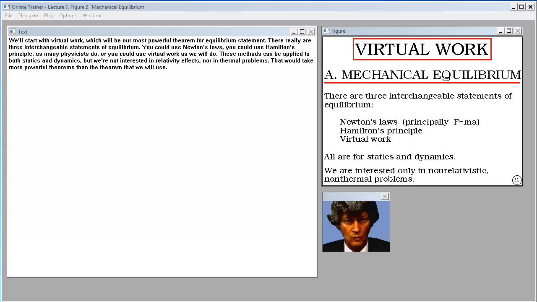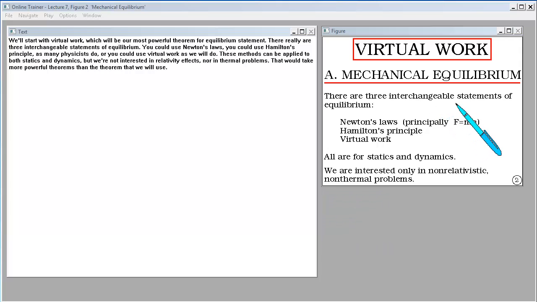We'll start with virtual work, which will be our most powerful theorem for equilibrium statement. There really are three interchangeable statements of equilibrium. You could use Newton's laws, you could use Hamilton's principle, as many physicists do, or you could use virtual work, as we will do. These methods can be applied to both statics and dynamics, but we're not interested in relativity effects nor in thermal problems. That would take more powerful theorems than the theorem that we will use.